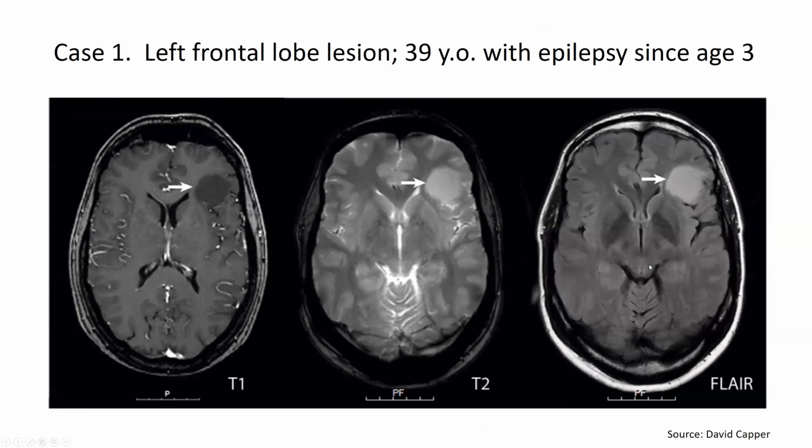So going back to some cases. Many of these are cases that we have seen here at Nationwide Children's. And as I mentioned, in some cases have been a bit challenging. So this first case is a left frontal lobe lesion that occurred in a young adult. We do characterize young adults as up to 39. And this patient had had epilepsy since age 3.